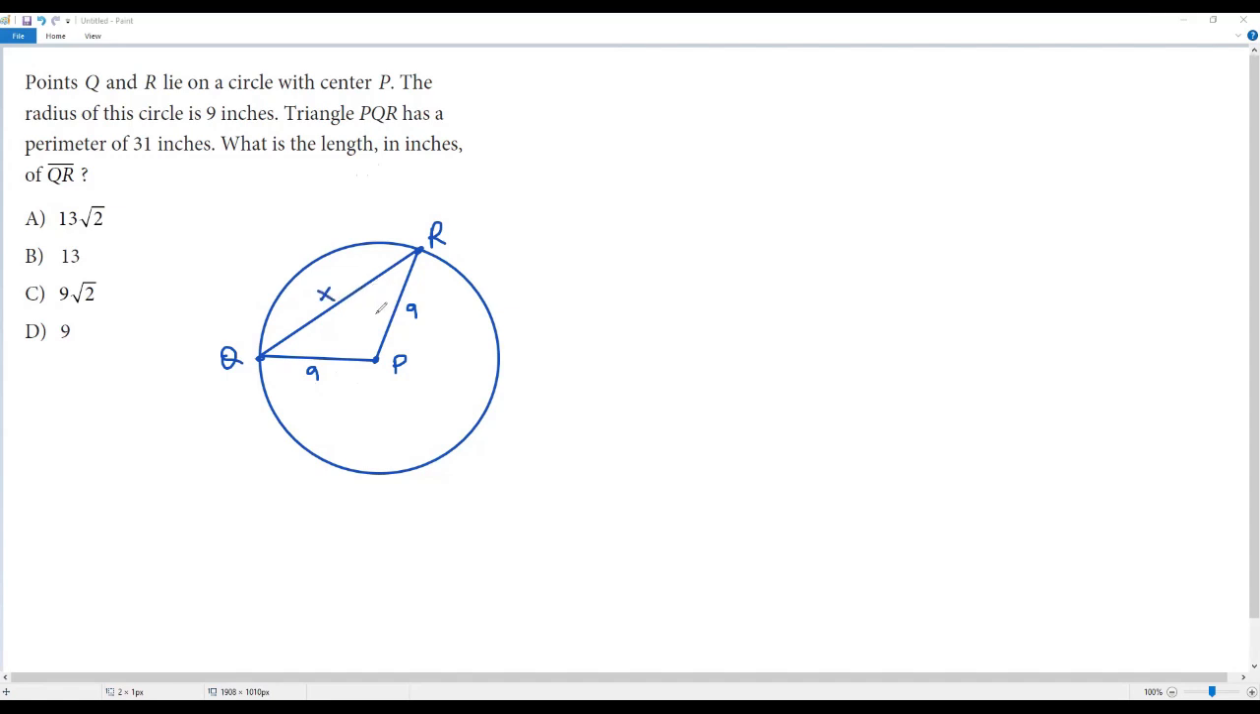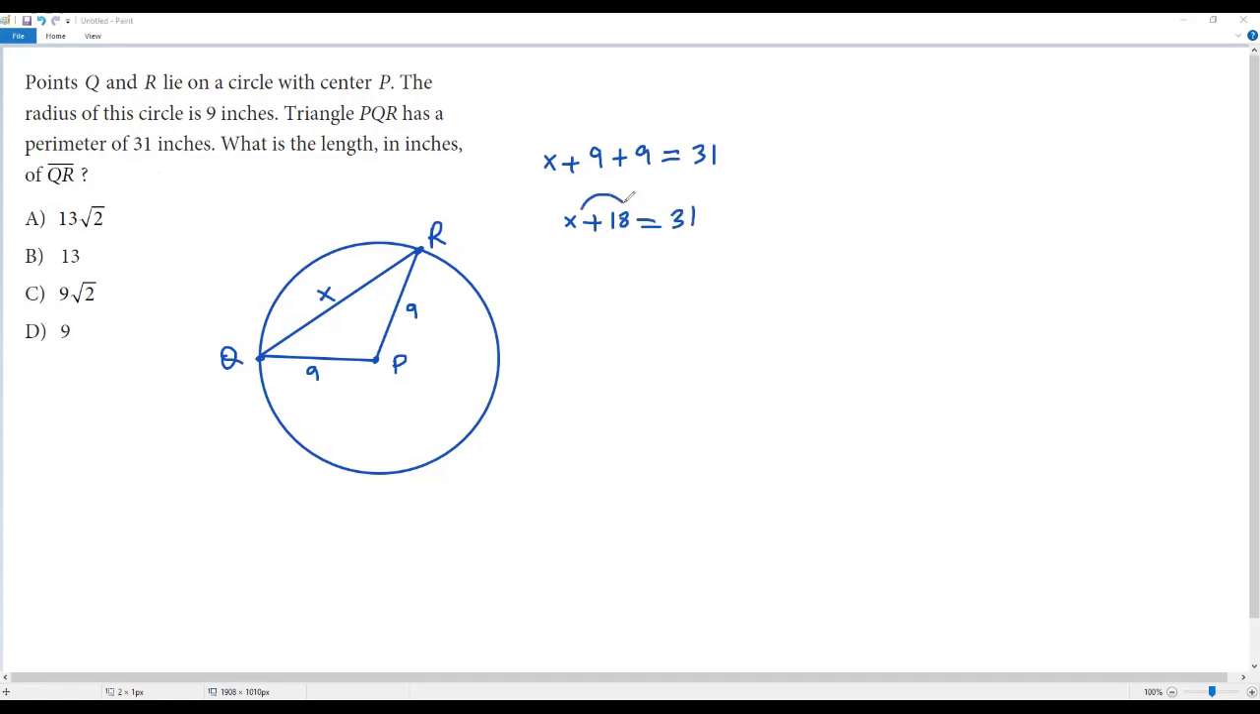Now to get the perimeter of this triangle PQR, we have to add the lengths of all the three sides. That is X + 9 + 9. So this gives the perimeter of the triangle. The question says the perimeter of the triangle PQR is 31 inches, so it must be equal to 31. Let's solve for X in this equation. That is X + 18 = 31.